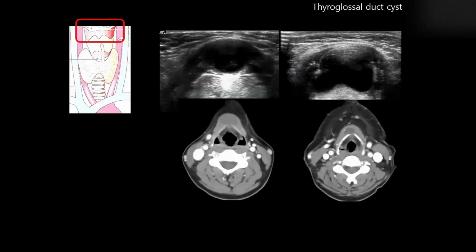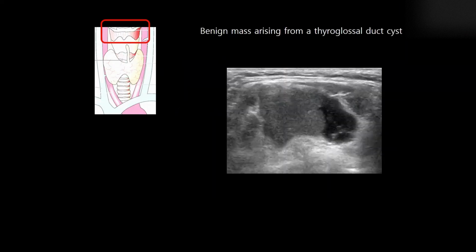You can commonly see the thyroglossal duct cyst near the hyoid bone. About 30% of patients with a thyroglossal duct cyst have a thyroid tissue. So both benign or malignant nodule can occur. This case is a benign nodule arising from a thyroglossal duct cyst.